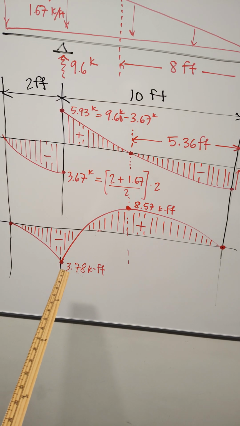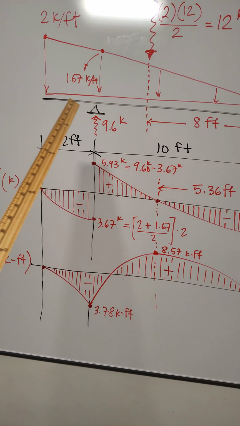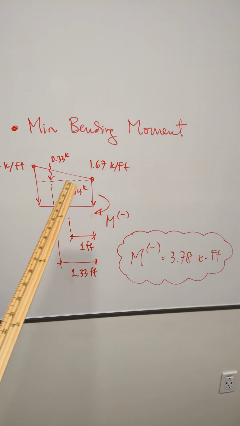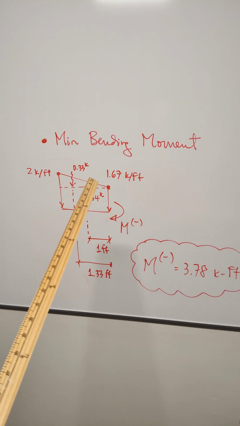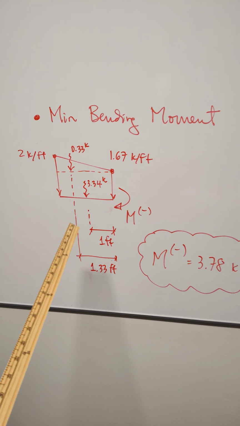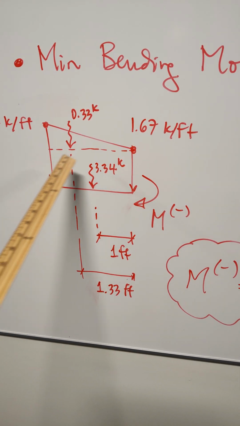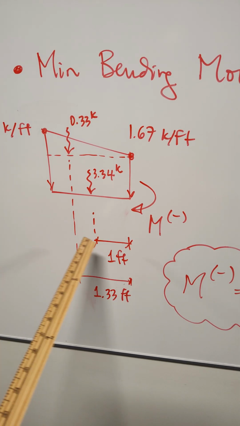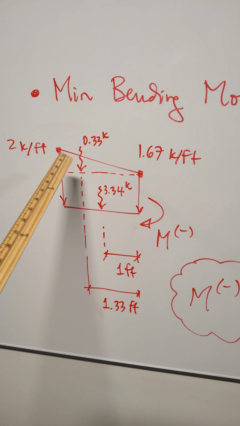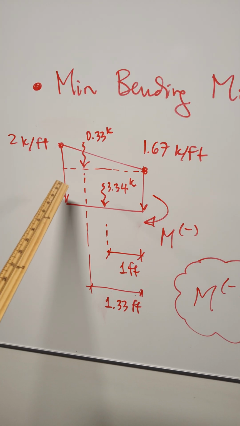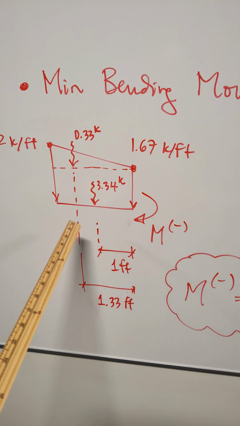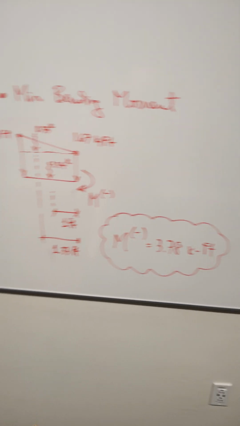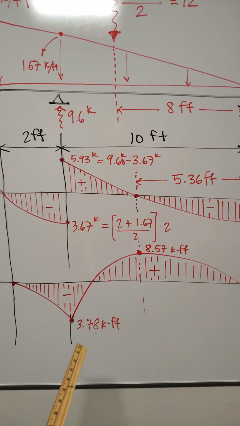The minimum moment right here, we can simply compute by determining the total bending moment generated by this trapezoid. We do that by breaking up the trapezoid into a triangle and a rectangle. The resultant of this rectangle here is 1.67 times 2, acting halfway at 1 foot, and then for this little triangle, the resultant is the difference between these two, which is 0.33 times 2 divided by 2, so that's 0.33, acting at 2/3, which is 1.33. When we sum those moments, we get 3.78, which is the value that we have right here.